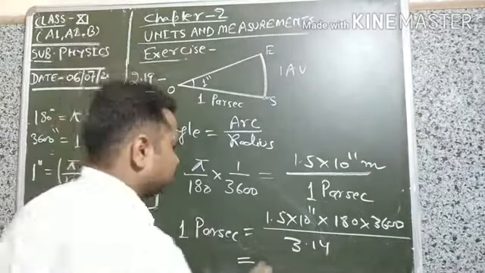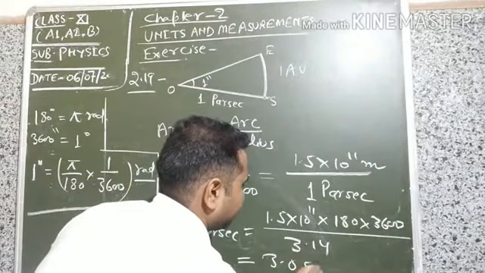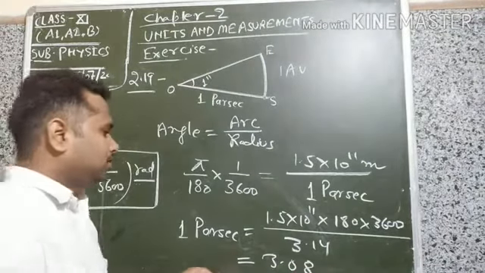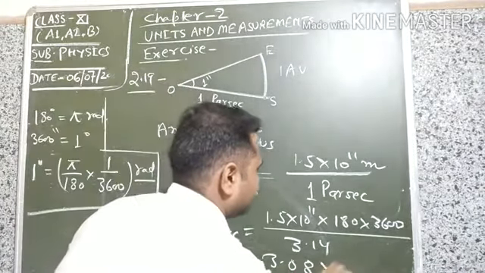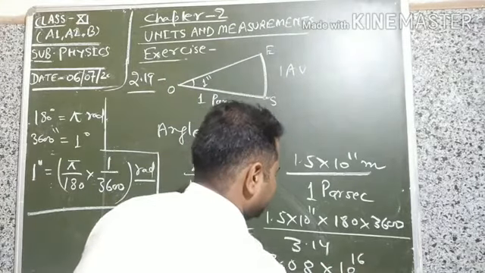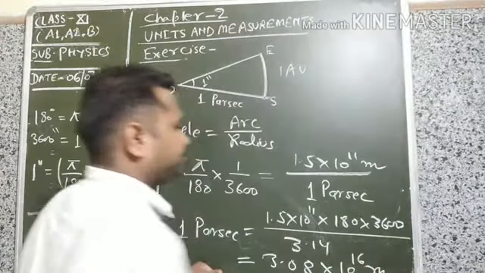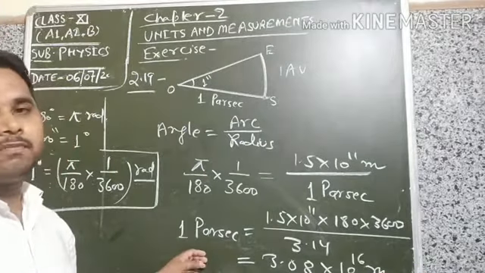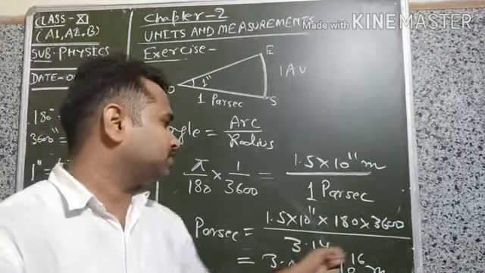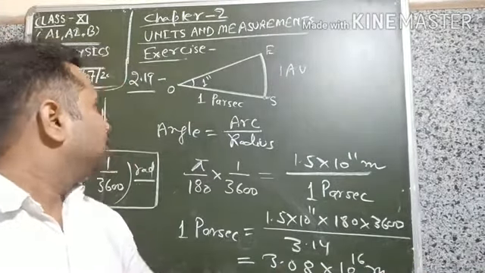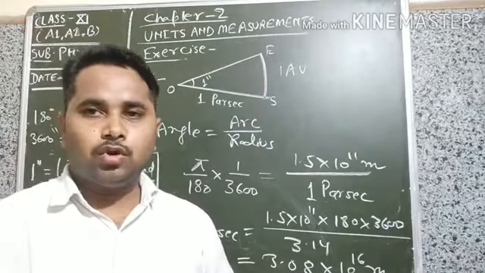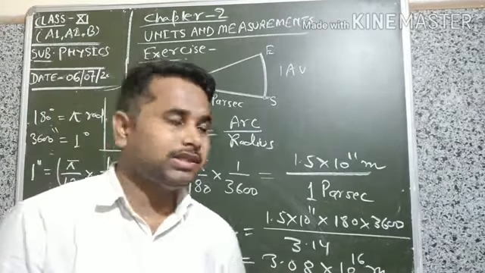You know that it is near about 3.08. You should remember this value. 1 parsec equals 3.08 into 10 power 16 meter. So this is the value of 1 parsec, or you can solve this expression to get this value. So this is about question number 2.19. See the next question on the screen.